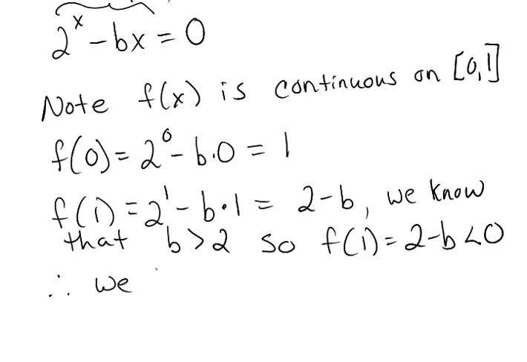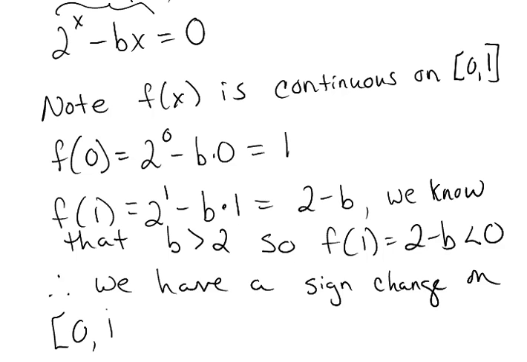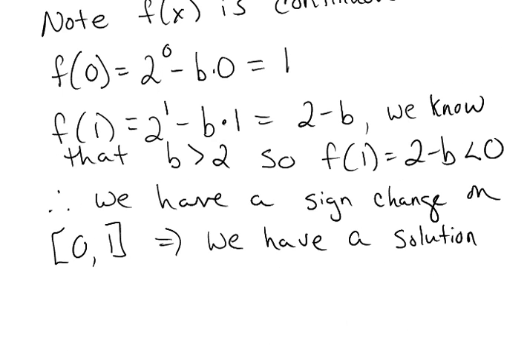Therefore, we have a sign change on the interval from 0 to 1, and so that means we have a solution on that interval. So that was kind of a tricky one. But if you're trying to pick an interval to use on these problems, 0 to 1 is sort of a handy one to think about because it was easy to work with. Okay?